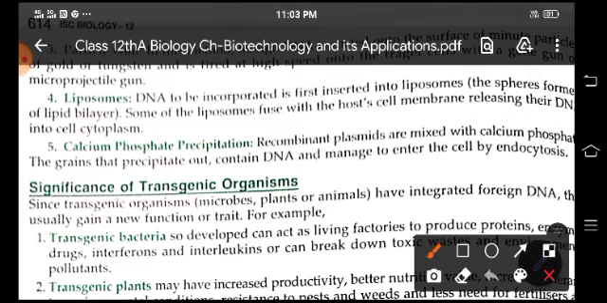Liposomes: DNA can also be inserted into liposomes. Then some of these liposomes fuse with the host cell's membrane, releasing their DNA into cell cytoplasm. Now, calcium phosphate precipitation. Recombinant plasmids are mixed with calcium phosphate, and the grains that precipitate out contain DNA and they manage to enter the cell by endocytosis.